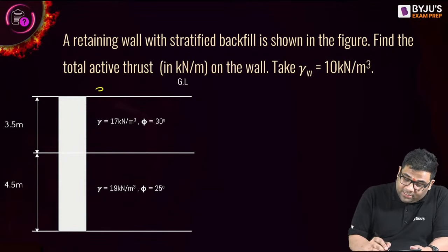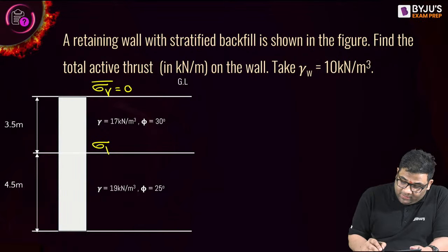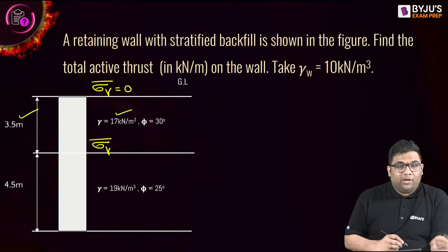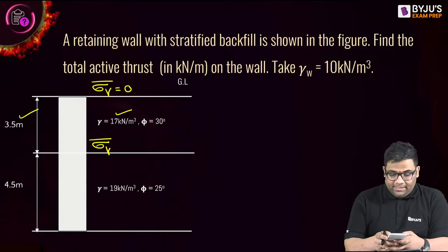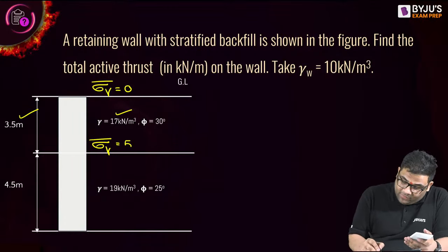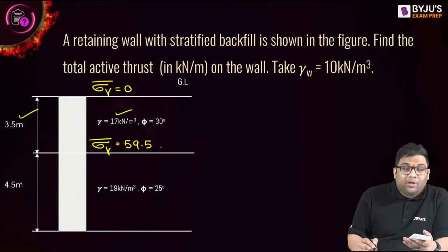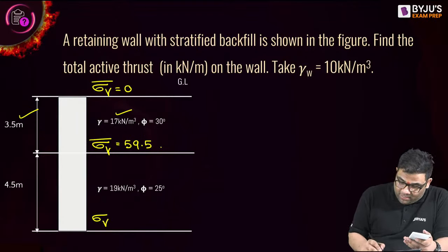So here, at the top, the vertical stress will be zero. Now here, the vertical stress will be simply 17 into 3.5, which gives me 59.5. And at the bottom, how much will I get?